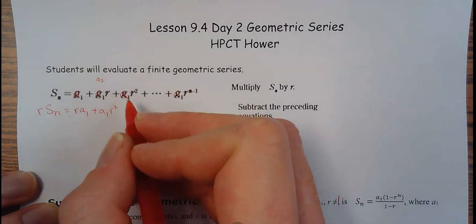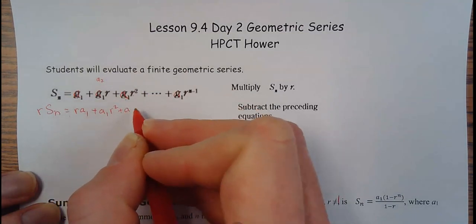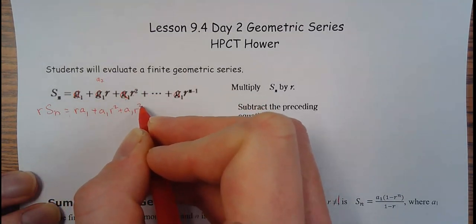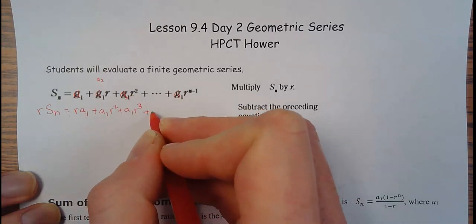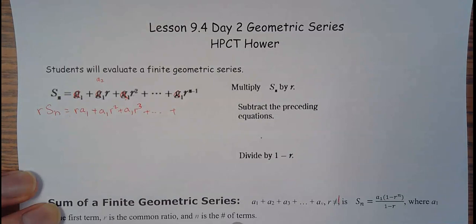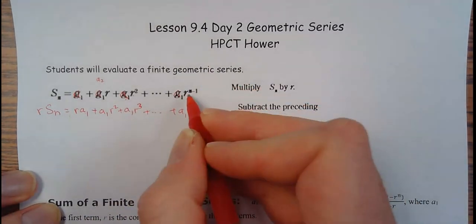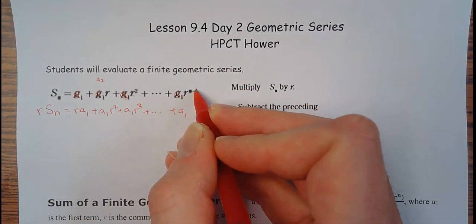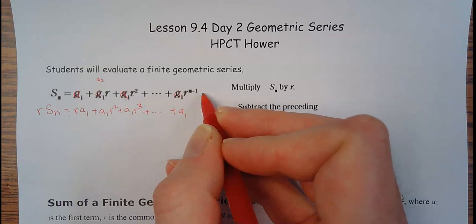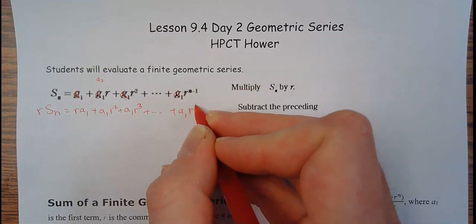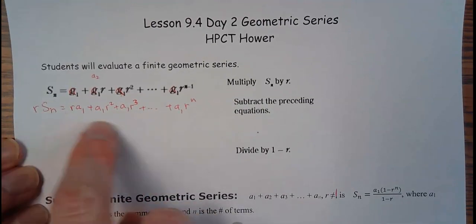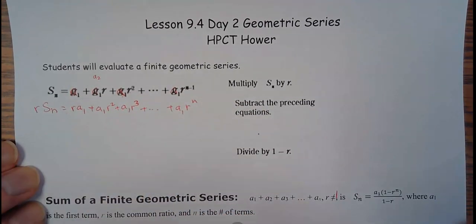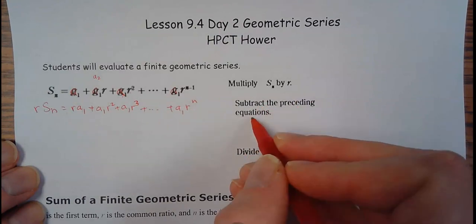And then plus A sub 1 times R squared, because it was R squared, I multiplied by R and got R cubed. Do that for all of them, all the way up to the last one. When I have A sub 1 times R to the n minus 1, and then take it times R, that's one more R, so it's going to be R to the n. Okay, so if I multiply both sides by R, I get this, and then it says subtract the preceding equation.